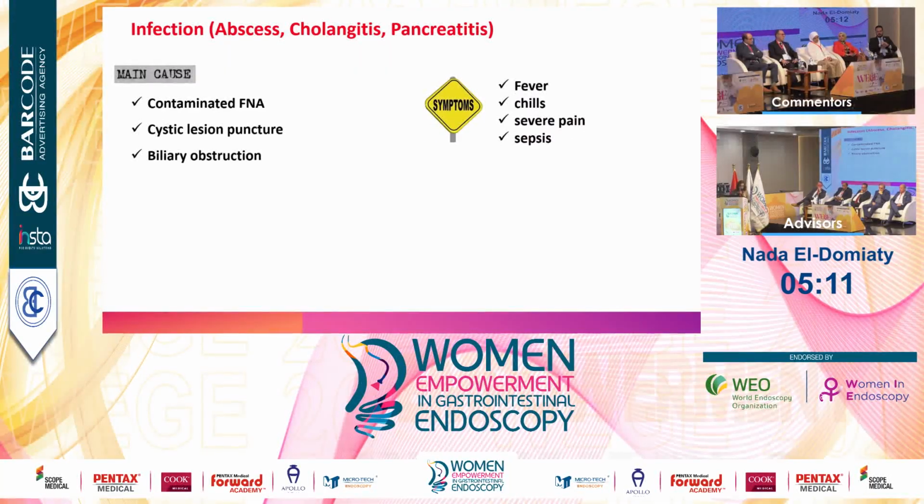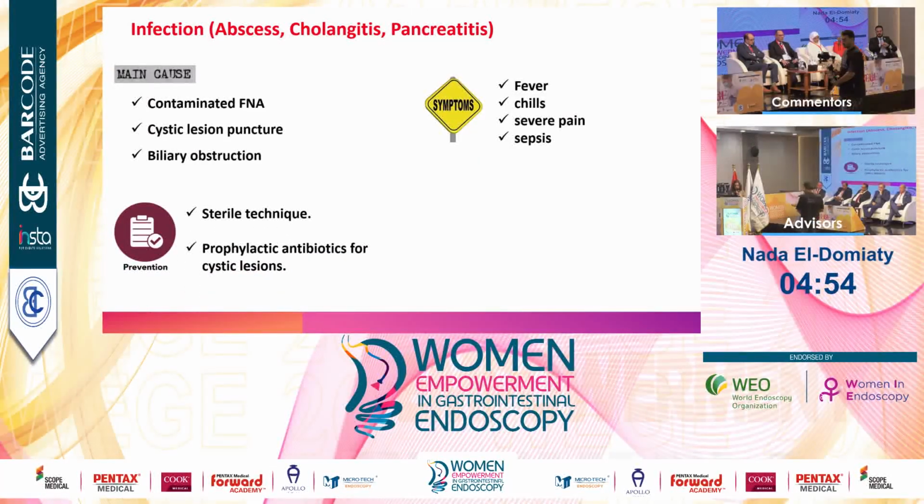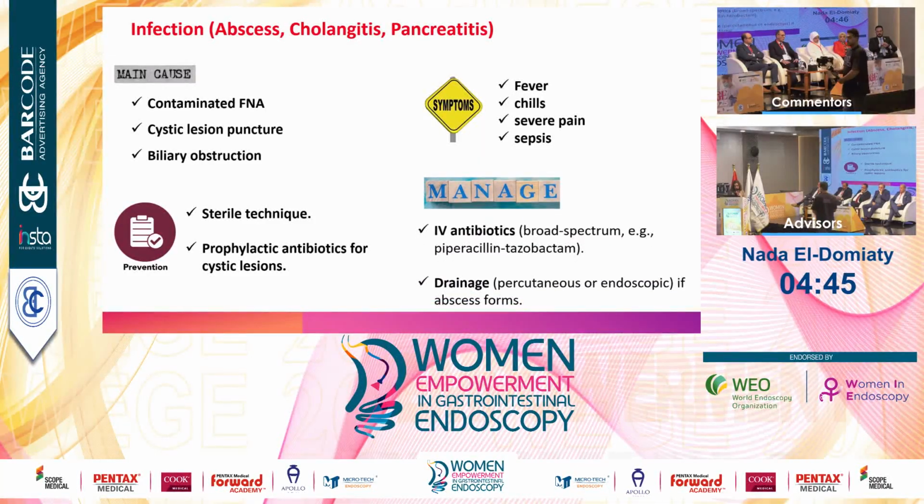Infection can always happen. We see it with reuse of biopsy instruments that are contaminated or not well sterilized, or with cystic lesion puncture or biliary obstruction. The symptoms are fever, chills, severe pain, and sepsis. Prevention is that a sterile technique should be used, and prophylactic antibiotics for cystic lesions are sometimes preferred. The management, if it happens, is IV antibiotics and drainage if an abscess is formed.